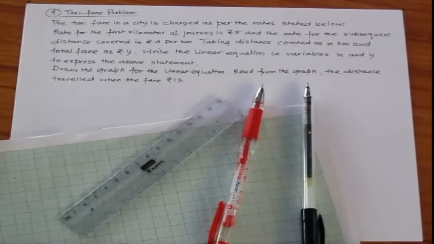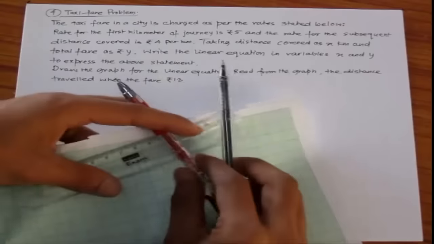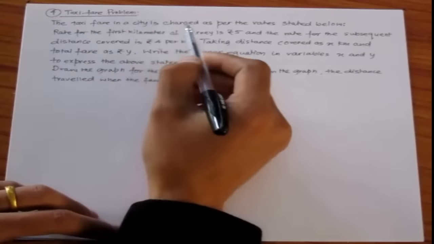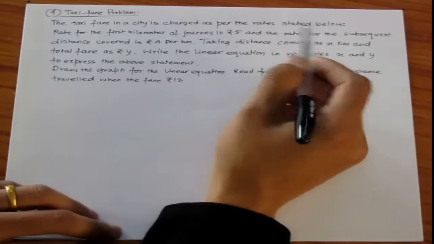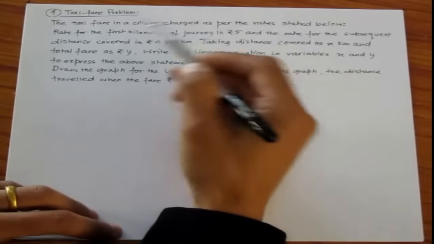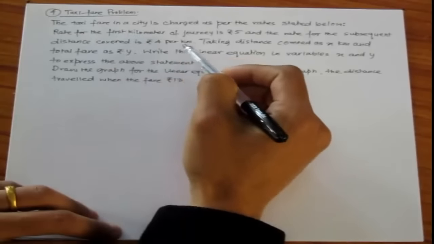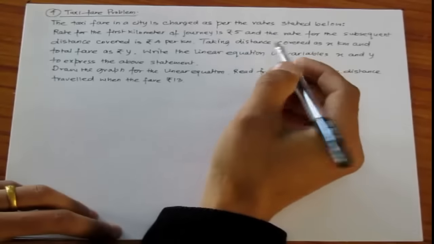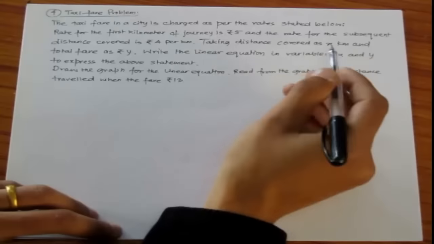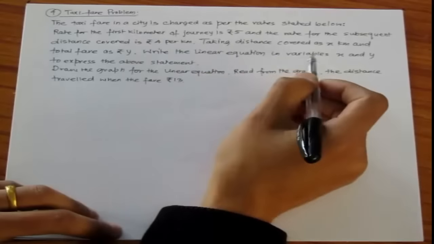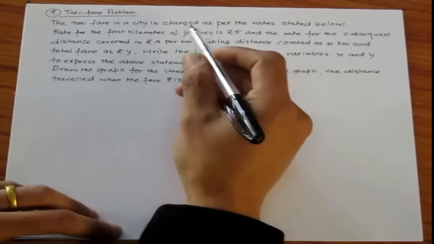So the next word problem is taxi fare. Okay, now we'll read the question and try to understand. The taxi fare in a city is charged as per the rates stated below. The rate for the first kilometer of journey is ₹5 and the rate for the subsequent distance covered is ₹4 per kilometer. Now, taking the distance covered as x kilometer, right? We don't know the total distance covered, so we are going to take it as x kilometer and the total fare as ₹y. Now write the linear equation in two variables x and y to express the above statement.